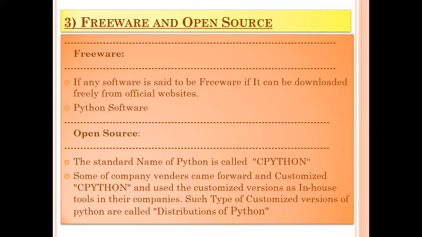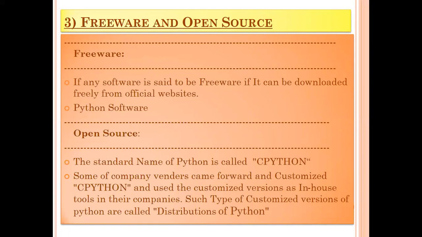Now next is freeware and open source. Why is the software freeware? Because it can be downloaded easily from its official website, that is www.python.org. Now, open source. The standard name of Python is CPython.